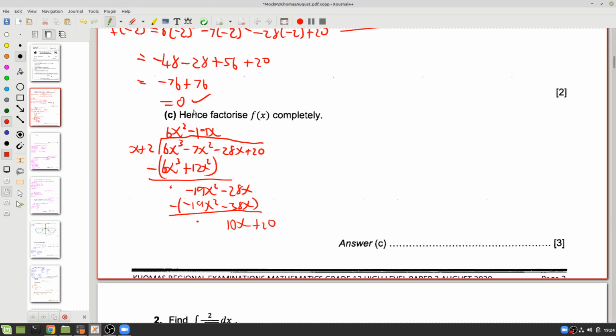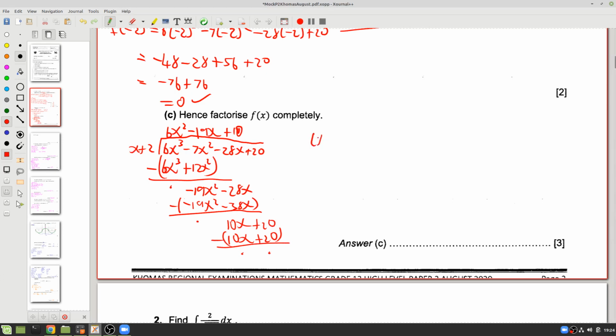So 10x divided by x is 10. And then we multiply the 10 by the whole factor again. So 10 times x is 10x. And 10 times 2 is 20. And again we subtract. And in this case, 10x minus 10x is nothing. 20 minus 20 is also nothing. Good. So now we have two factors.